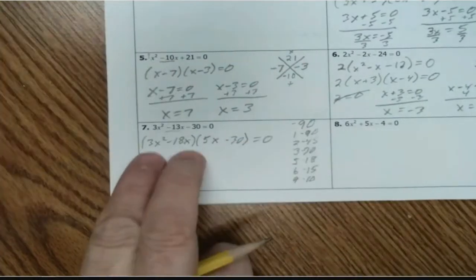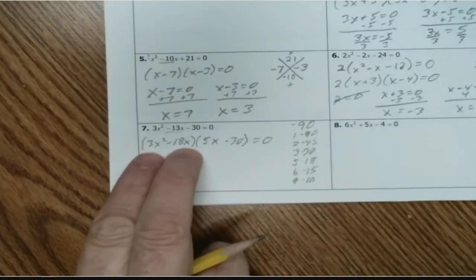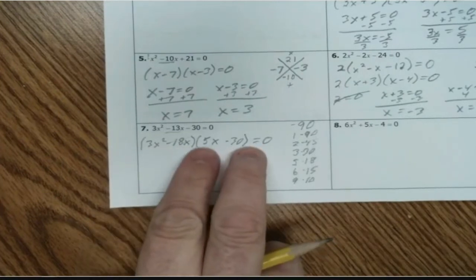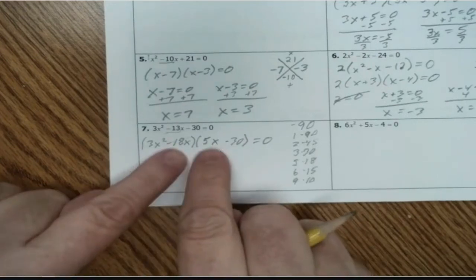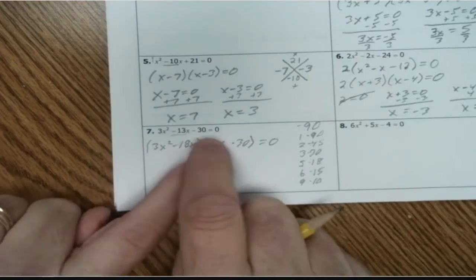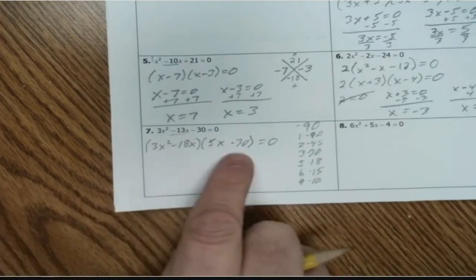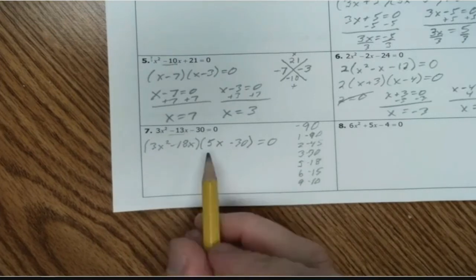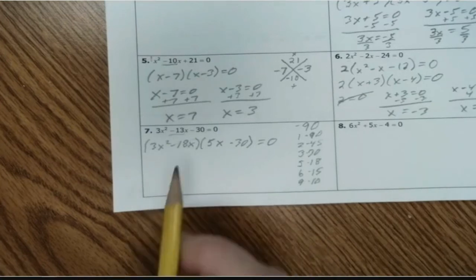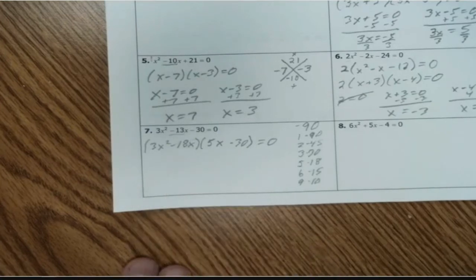So now 3 and 18, I can pull a factor out of that. 5 and negative 30, I can pull a factor out of that. You try to put the numbers where they both work. If I switch them, 18 and 30, I can pull out a greatest common factor, but I couldn't with the 3 and the 5. So I'll put it that way.